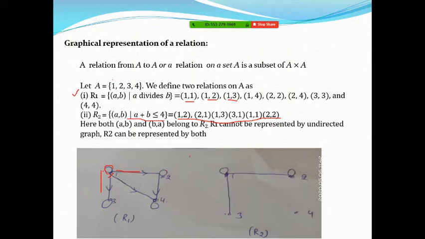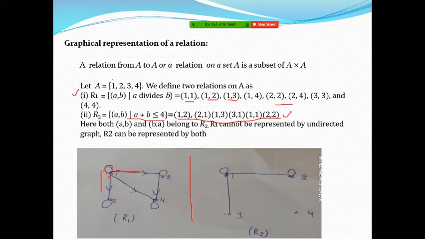Just see, in the second graph, whenever (a, b) is there, (b, a) is also there. This type of condition is called the symmetric condition. So the R2 relation is symmetric. (1,2) is there, (2,1) is there. (1,3) is there, (3,1) is there.